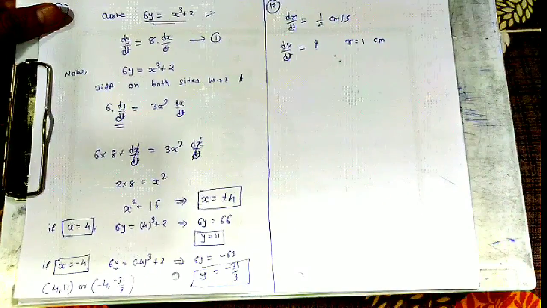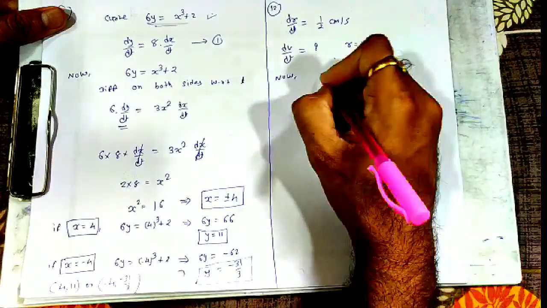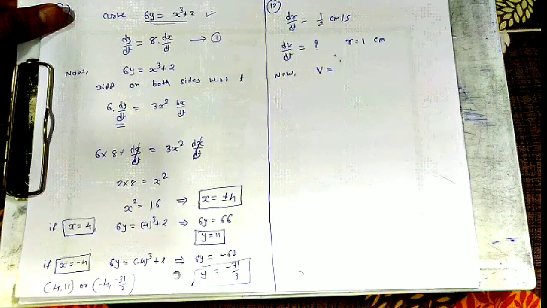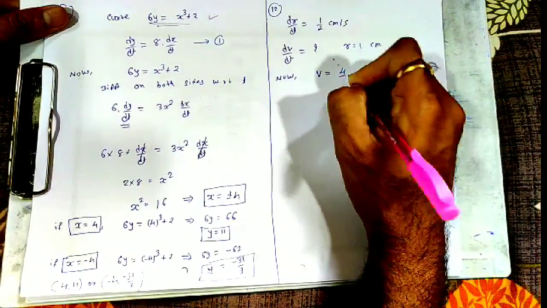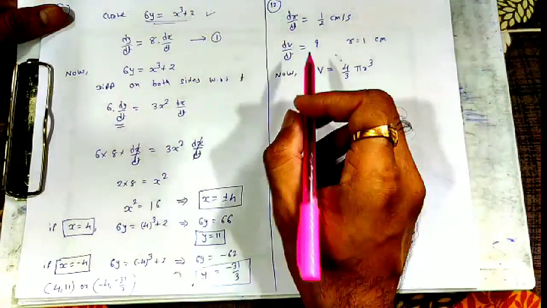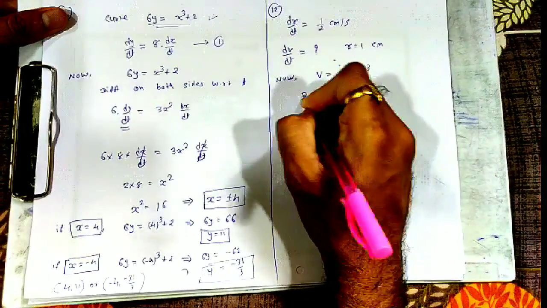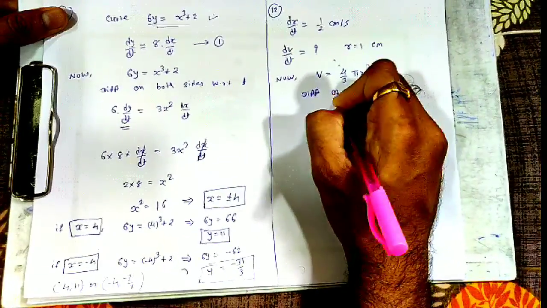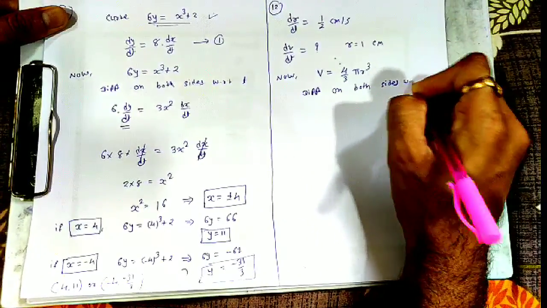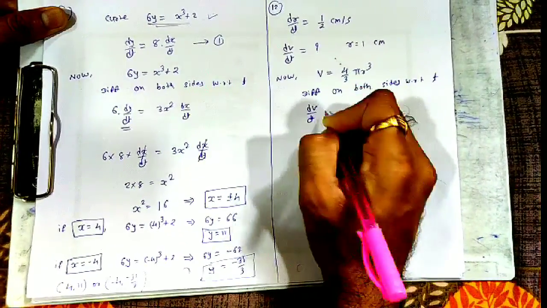Simple, we have done many sums. Now the volume of the air bubble. What is the shape of that bubble? Sphere. So volume is 4 by 3 pi r cubed. You have to find the rate of change of volume with respect to time, so you have to obtain dv by dt. So differentiate on both sides with respect to t.